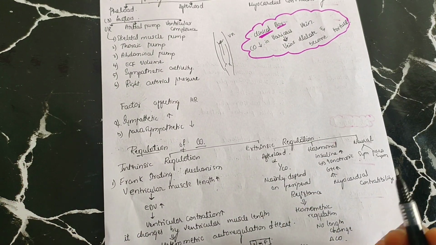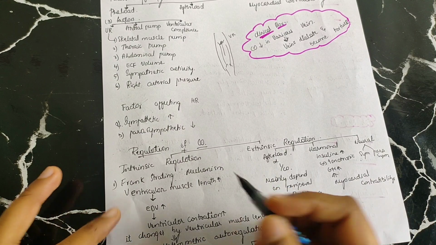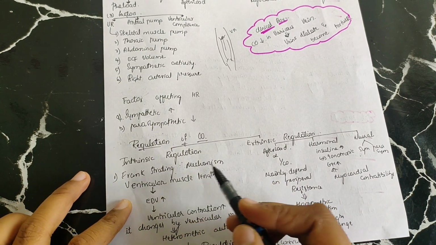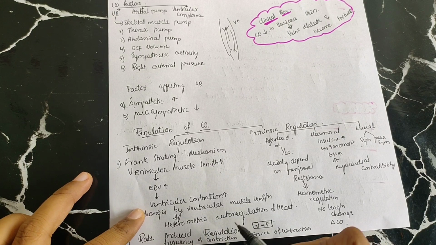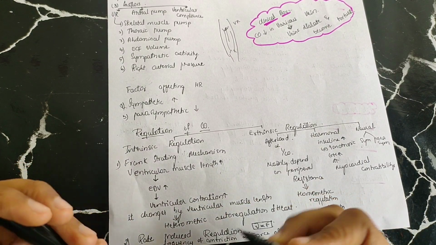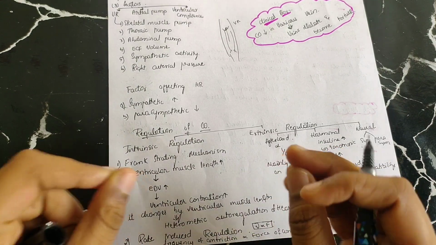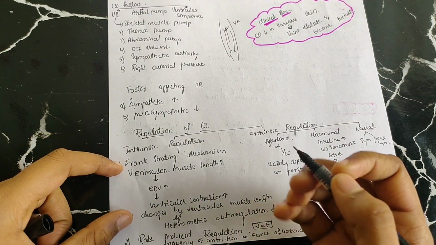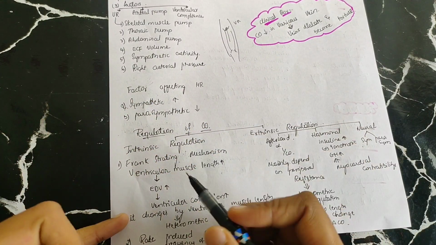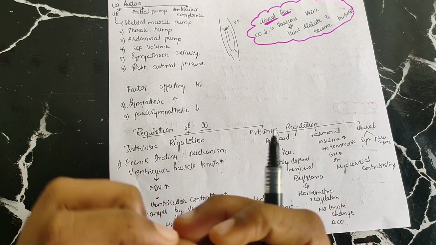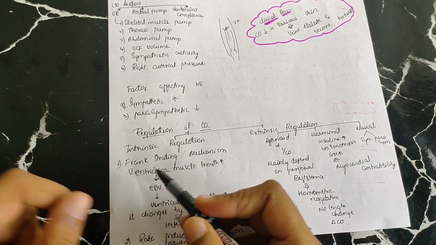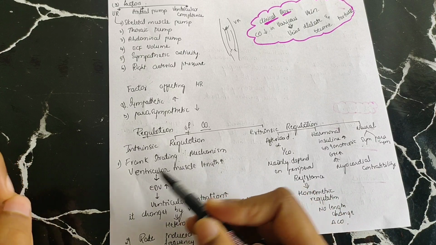Regulation of cardiac output by intrinsic regulation and extrinsic regulation is separately asked as a 3-mark question. Intrinsic regulation has two types: the Frank-Starling mechanism and rate induced regulation. In the Frank-Starling mechanism, the force of contraction is directly proportional to the initial length of the ventricular muscle. If muscle length is more, filling will be more, so end diastolic volume will be more, it can expand more, so ventricular contraction will also be more. This is said by the Frank-Starling mechanism.